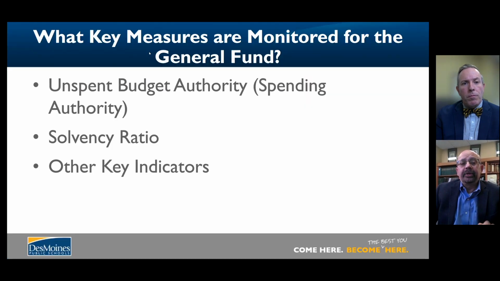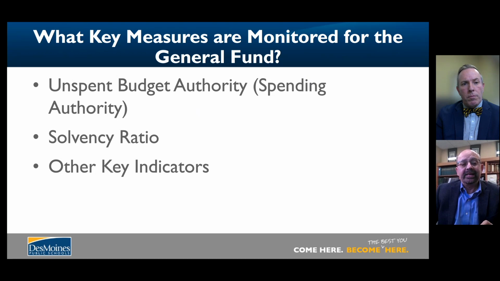So what are the key measures that we monitor when it comes to general fund? The most important thing for any one of us to understand is the spending authority, or the unspent budget authority. This drives a lot of decisions for any school district in the state of Iowa.